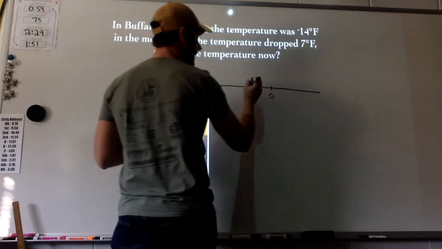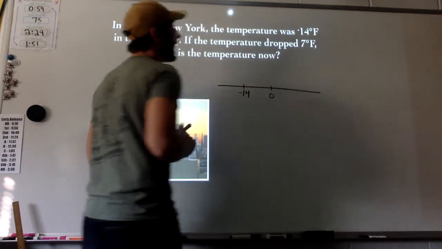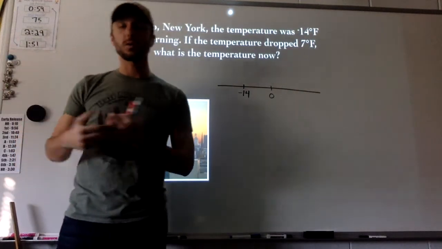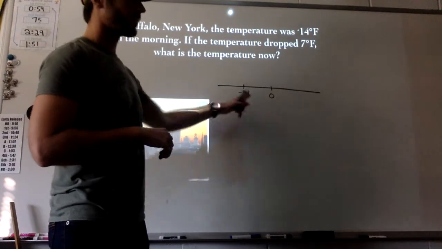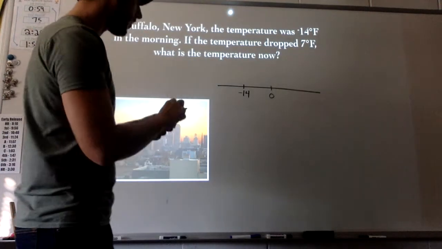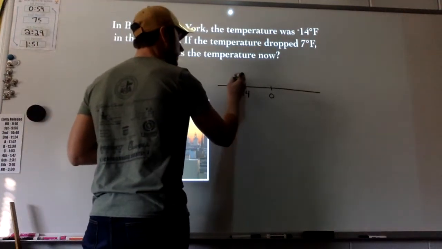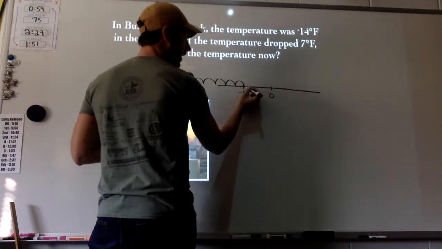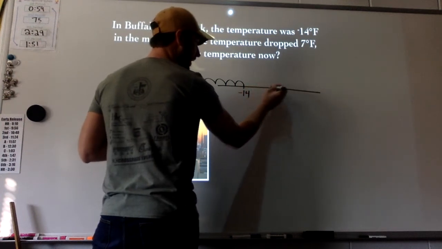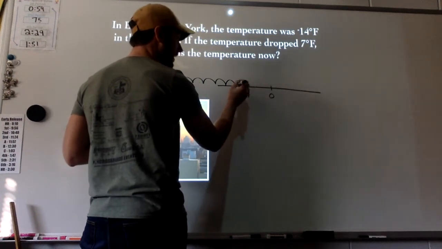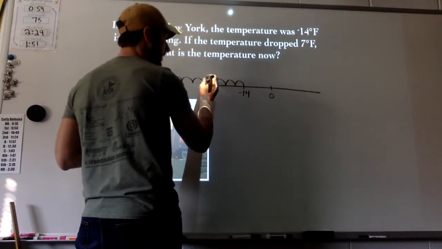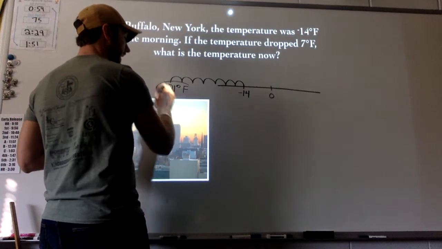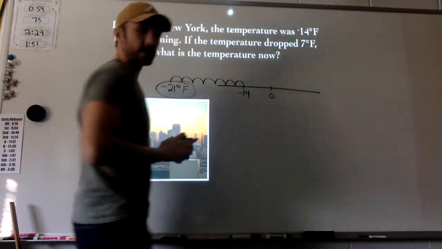My temperature is starting at negative 14, so I put a negative 14 here. If my temperature is dropping, that means it's going down. If my temperature is going down, it means it's going farther away from 0. So I need to take my negative 14 and go 7 places farther away from 0. So I'm going to go 1, 2, 3, 4, 5, 6, 7. And if I go this way, it'd be negative 13, negative 12, negative 11. If I'm going farther away, this would be negative 14, negative 15, negative 16, negative 17, negative 18, negative 19, negative 20, negative 21 degrees Fahrenheit. It is 7 degrees colder than negative 14.